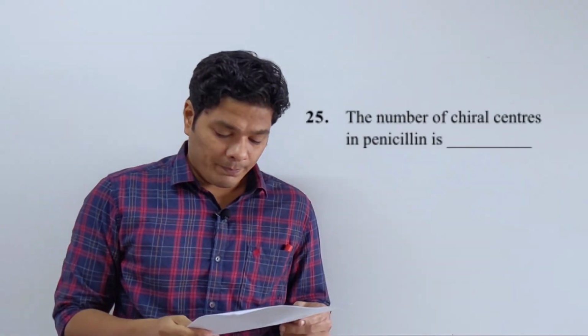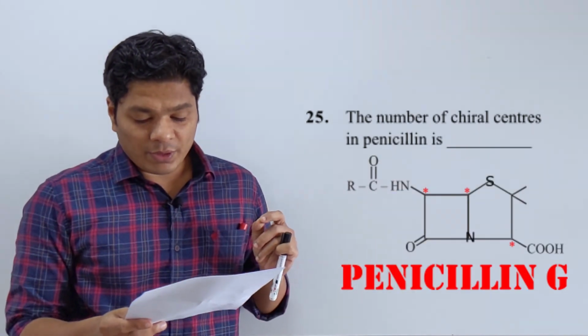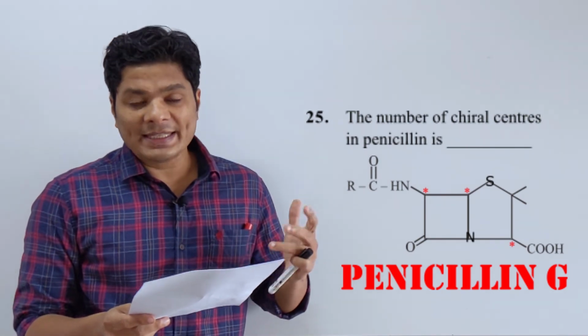The last problem. The number of chiral centers in penicillin. So here you have a structure of penicillin. I have also put an asterisk above the carbons that are chiral, and you can see that there are 3 of them.